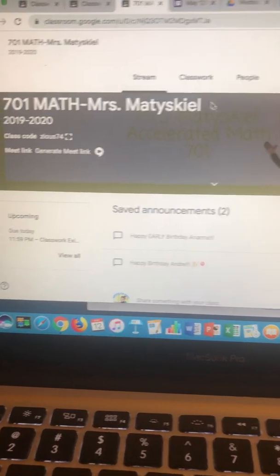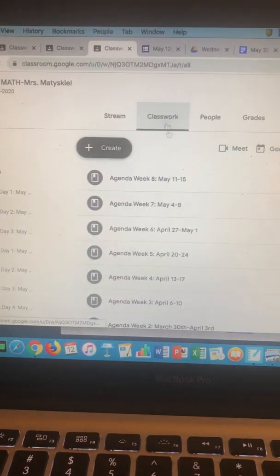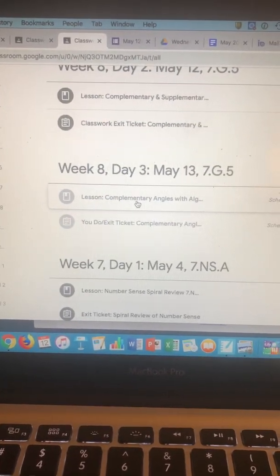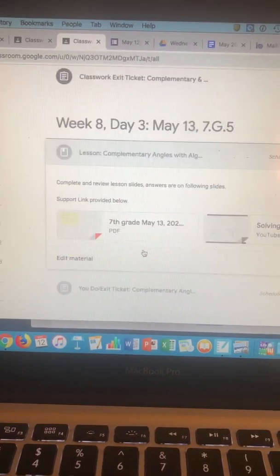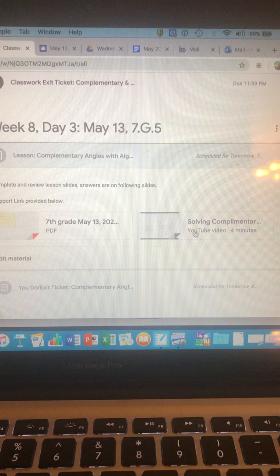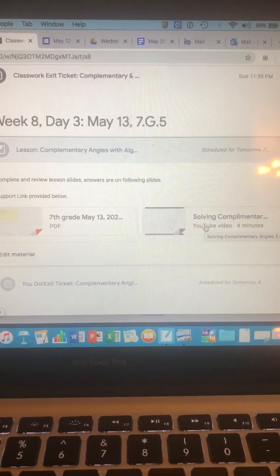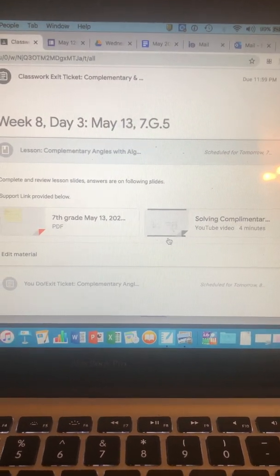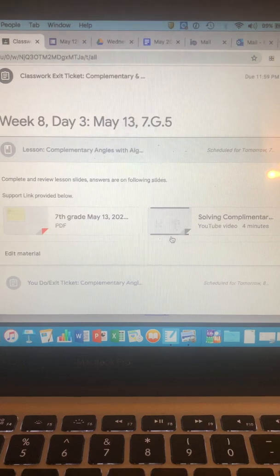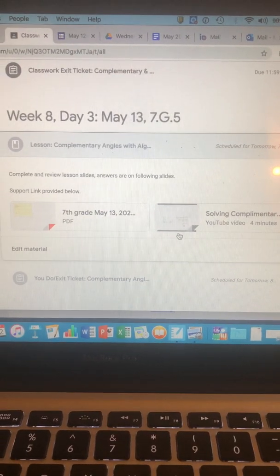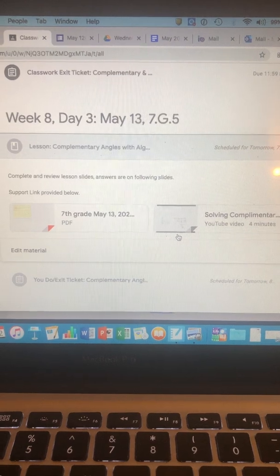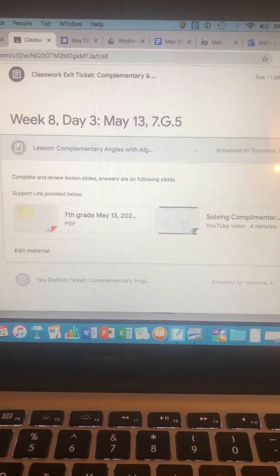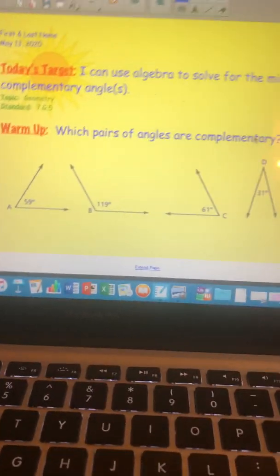Okay, so like usual, you'll click on your classwork tab. We'll go down to day 3. You'll see the lesson here, complementary angles with algebra. When you click it, you have the lesson, and then you also have another support link of a teacher showing how to solve complementary angles with algebra as well. I believe it might be a little into the video. You might need to fast forward the first minute, but then you'll see an example being modeled similar to what we're doing today. So I'm going to click on my bigger version of the lesson.